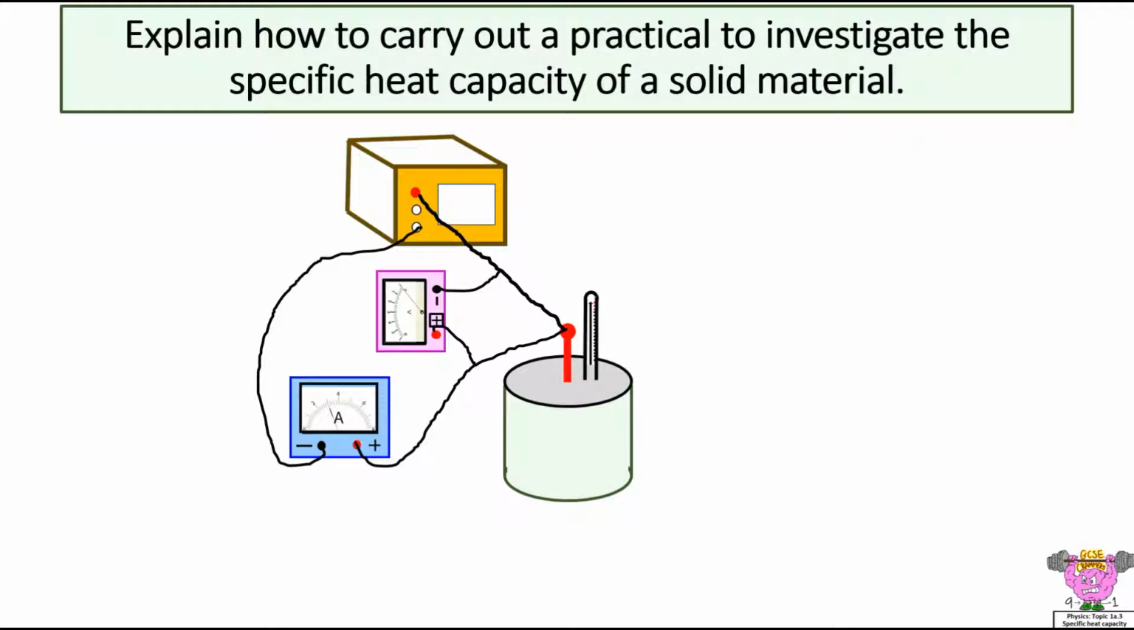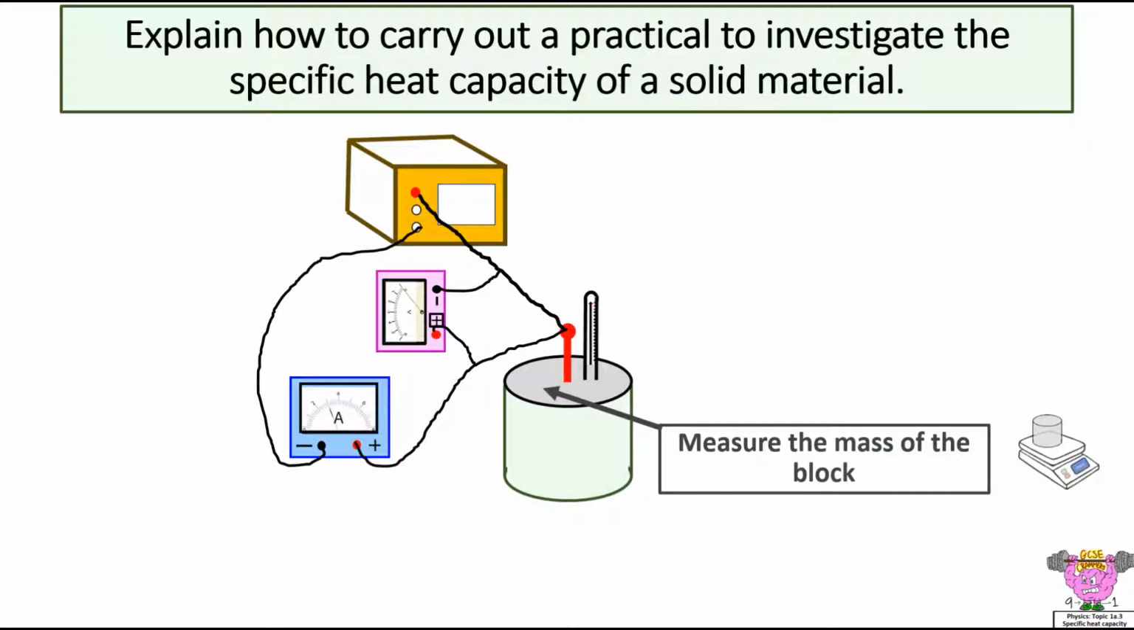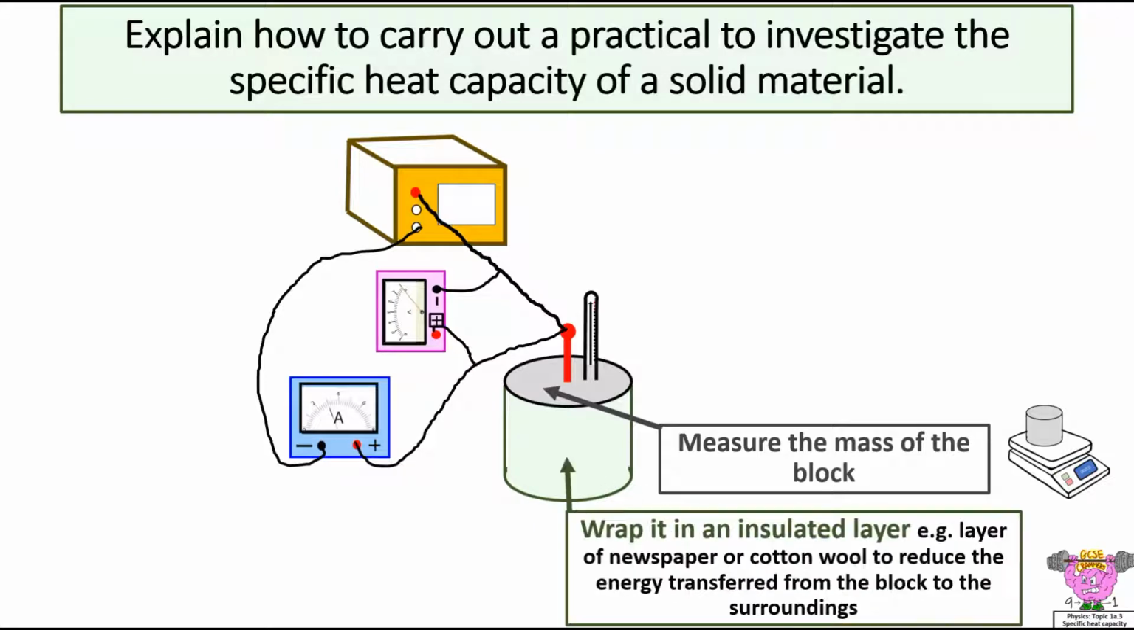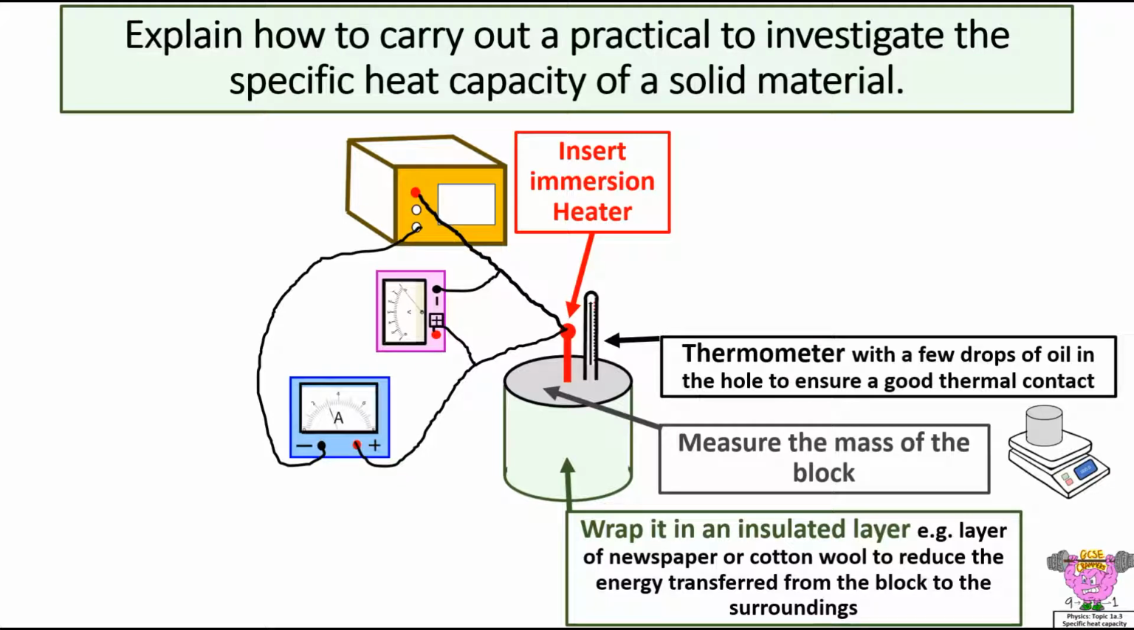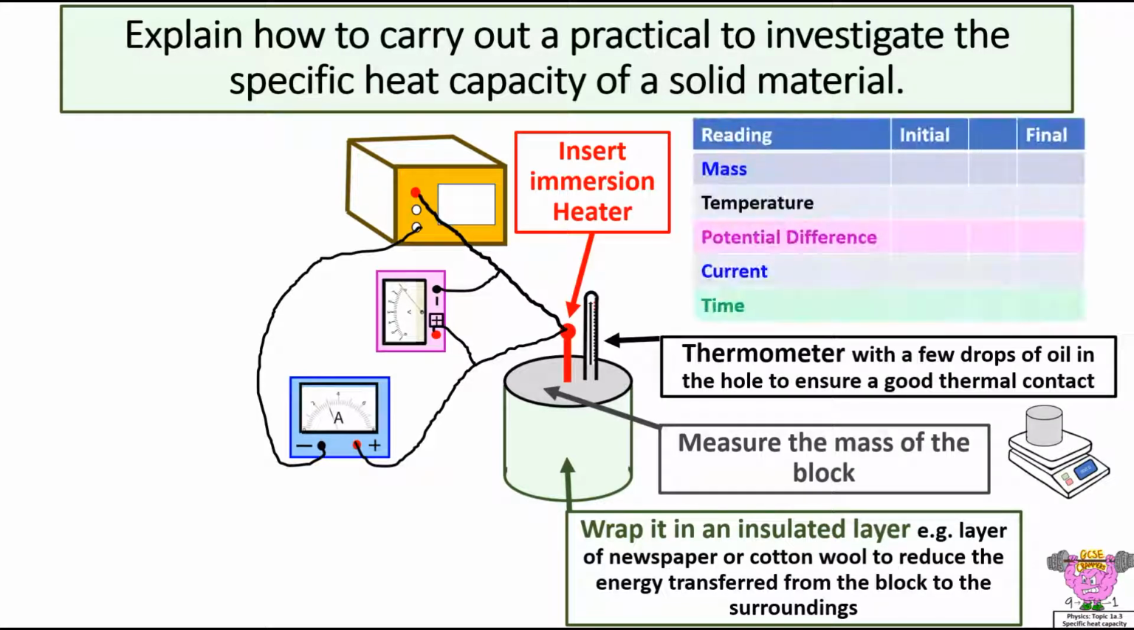Explain how to carry out a practical to investigate the specific heat capacity of a solid material. Measure the mass of the block using a mass balance. Wrap it in an insulated layer, for example a layer of newspaper or cotton wool, to reduce the energy transferred from the block to the surroundings. Place an immersion heater into the central hole at the top of the block. Place the thermometer into the smaller hole and put a few drops of oil into the hole to ensure good thermal contact. In the results table, record the initial temperature of the block.